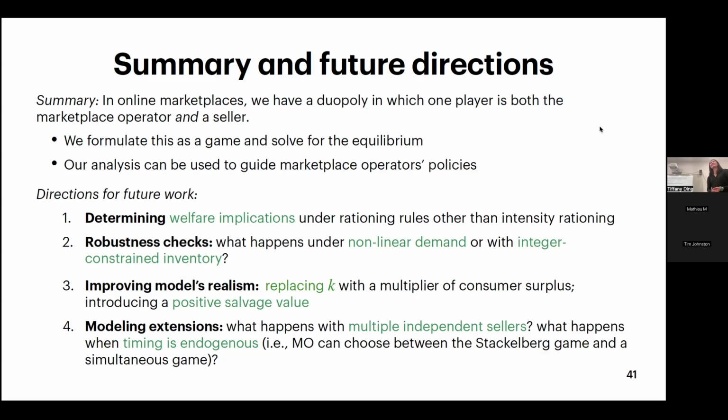Have you ever conducted any experiments with Amazon to test or justify your models and results? Because you said that your analysis can be used to guide marketplace behaviors and policies. So far not yet, but maybe that'd be nice.